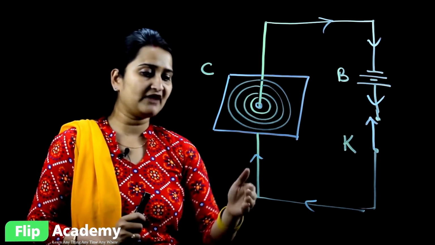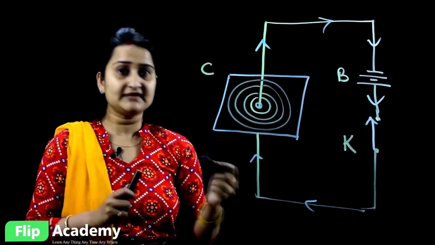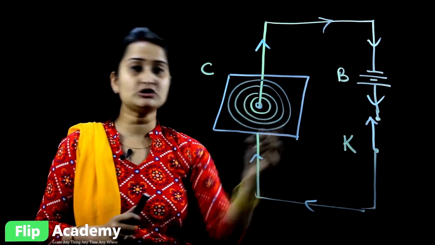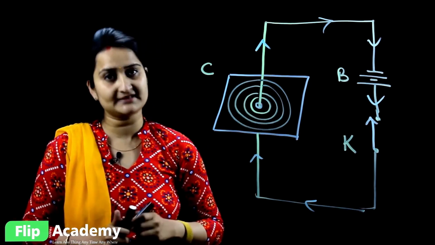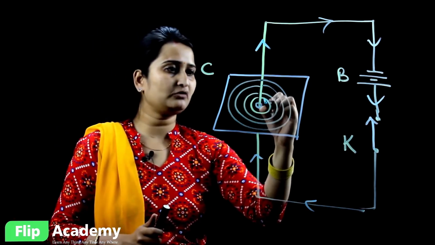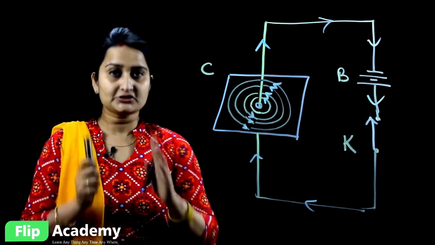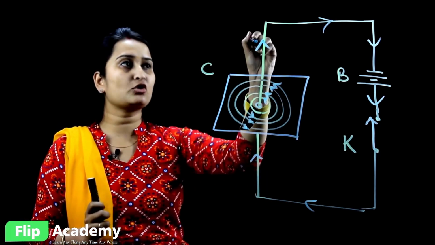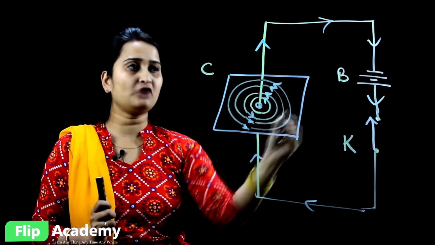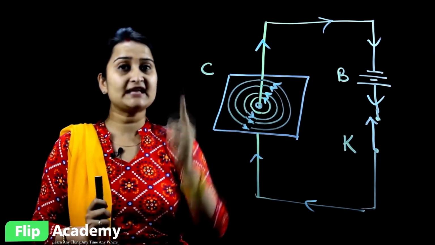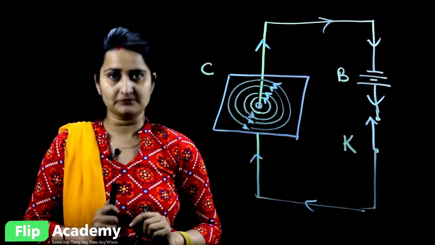What happens when the current is going up? Then these circles rotate in anti-clockwise direction. So the direction would become like this. Remember it: when the current goes up, then the direction of these concentric circles is anti-clockwise.